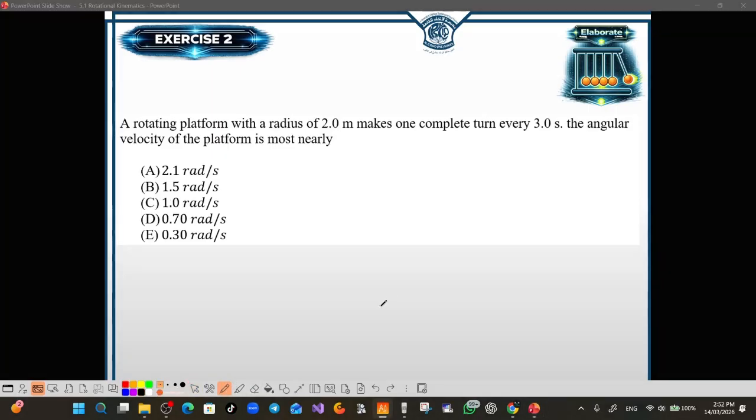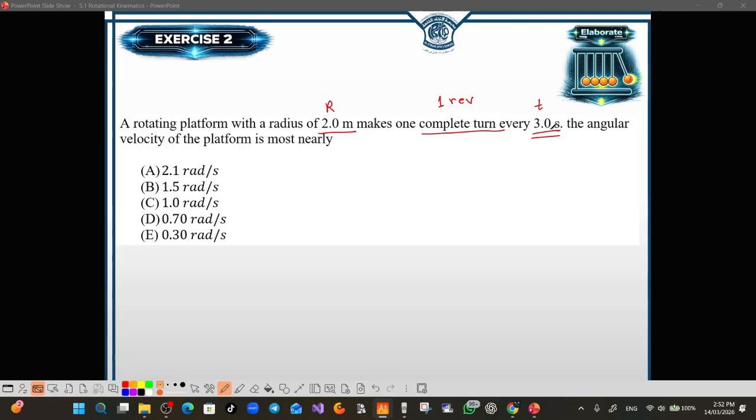Now, exercise 2. A rotating platform with a radius of 2 meters, so this is R, makes one complete turn, one revolution every 3 seconds. So every 3 seconds, the object will be able to complete one revolution. Let me remind you that this time is a special time since it's measured for one complete turn.